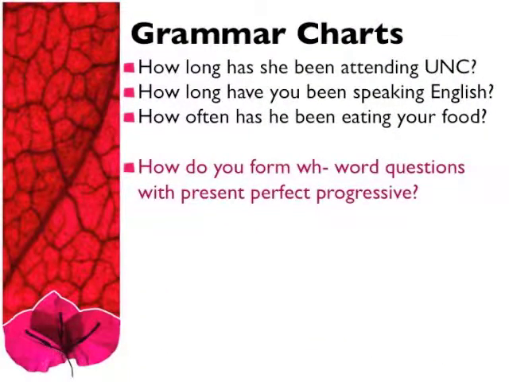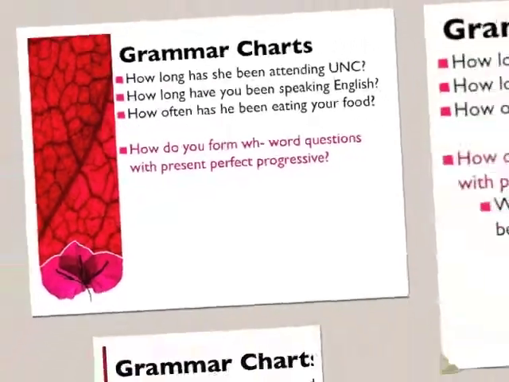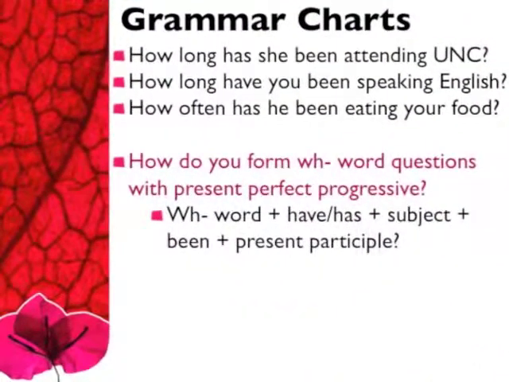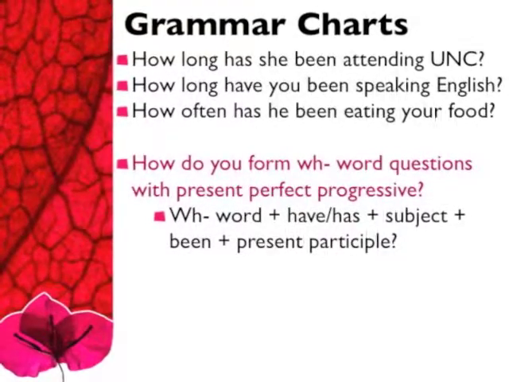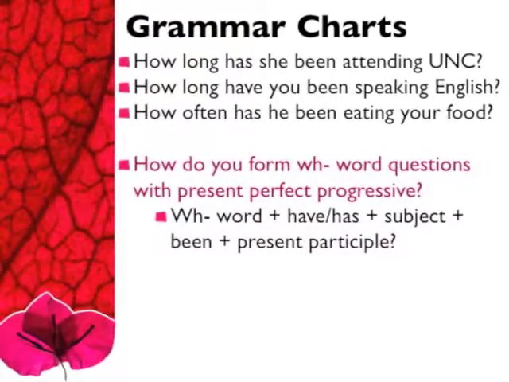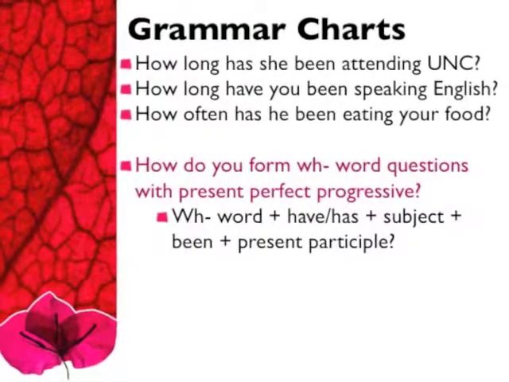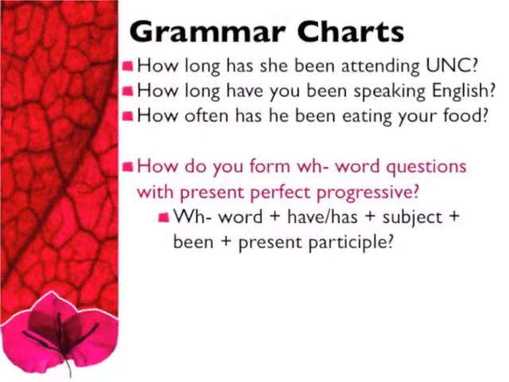Let's continue looking at the form for the present perfect progressive. These are WH word questions. Go ahead and write down the pattern that you find in these questions. If you wrote that you start with the WH word and then have or has plus the subject plus been plus the present participle, you did a great job.